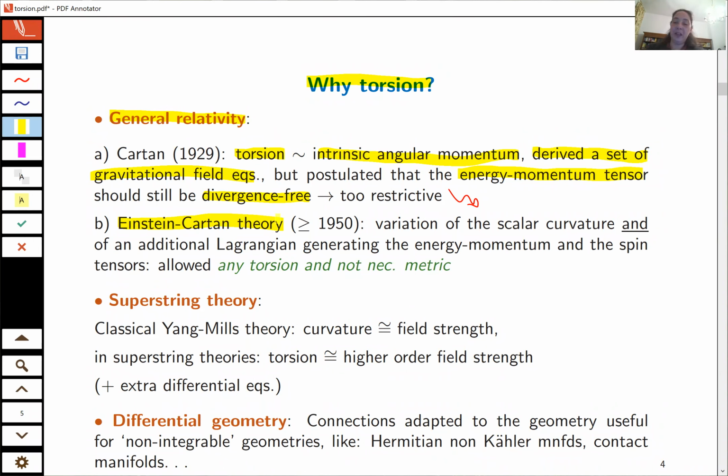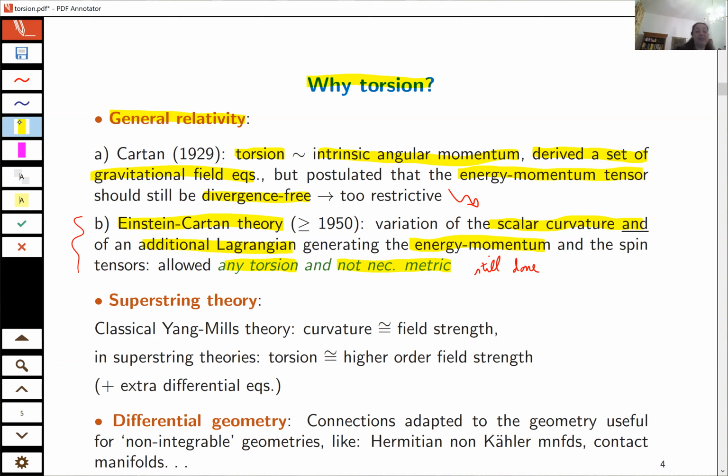So the approach was not only to take the Einstein-Hilbert functional of general relativity and to vary the scalar curvature, but to take an additional Lagrangian, which would generate the energy momentum and the spin tensors. And if you do that, you allow more freedom because the connections will turn out to be of any possible torsion. And in general, they will not be compatible with the metric. So these are not metric connections. And then you get a workable theory. So this is still done. Okay, good.